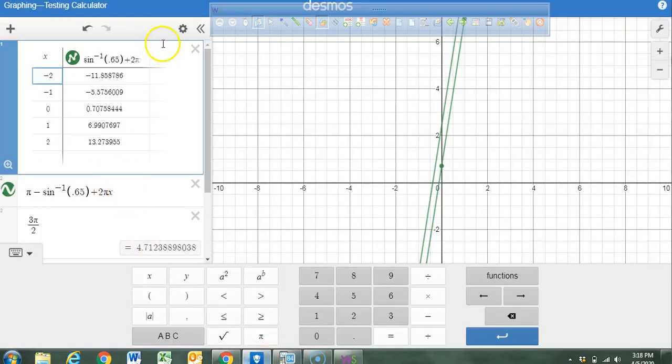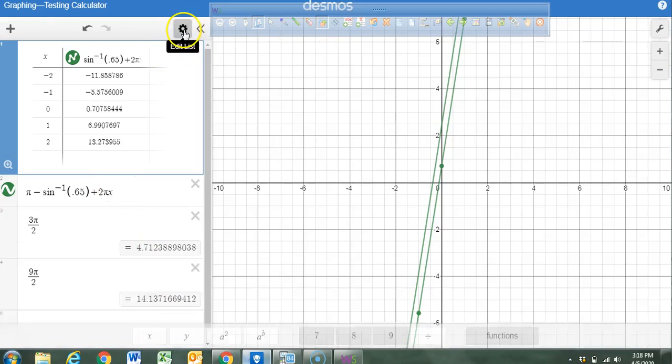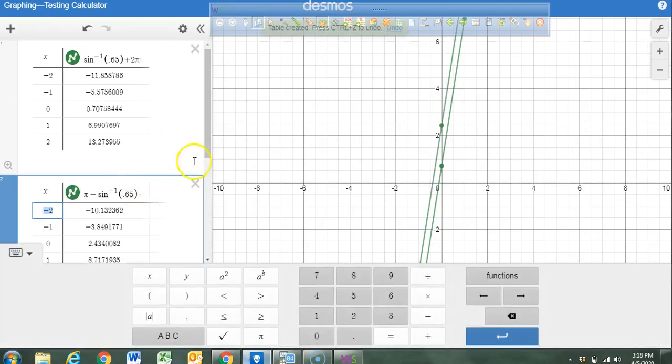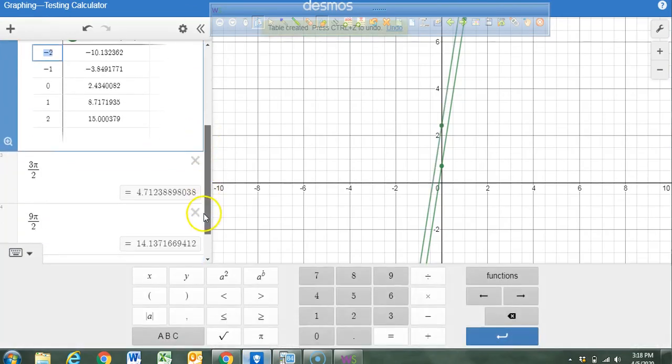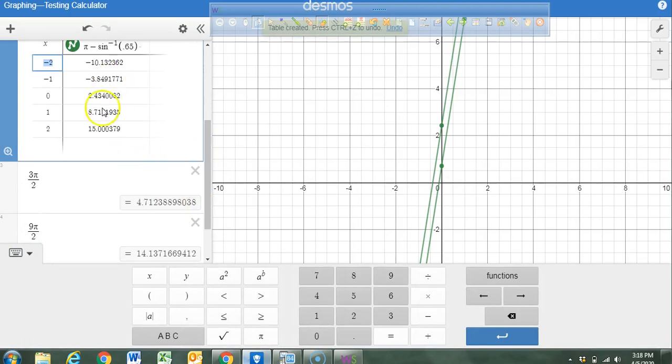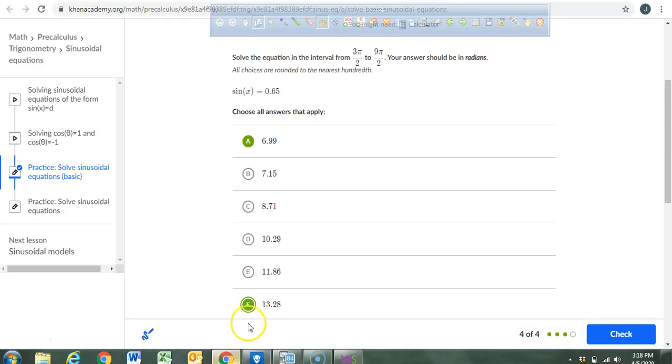All right, let's take a look at this table here. Scrolling down, it looks like we got 8.717, so 8.72. There's an 8.72. That will be there. 8.71. That'll work.